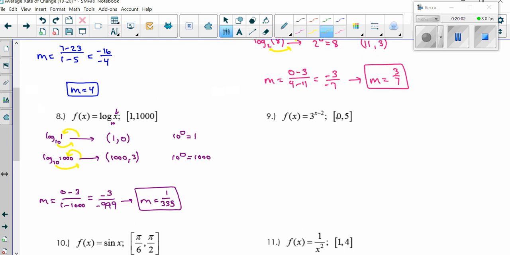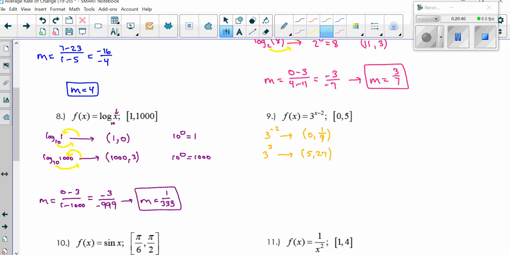So let's see. If I substitute 0 in, that's going to give me 3 to the 0 minus 2, which is negative 2. If I substitute 5 in, 5 minus 2 is 3. Okay, so remember, when I raise to a negative power, it's the reciprocal answer. So if I ignore the negative, 3 squared is 9. The negative means the reciprocal of 9, which is 1/9. Okay, that I'm doing without a calculator. All right, and then over here, 3 to the third is 27.